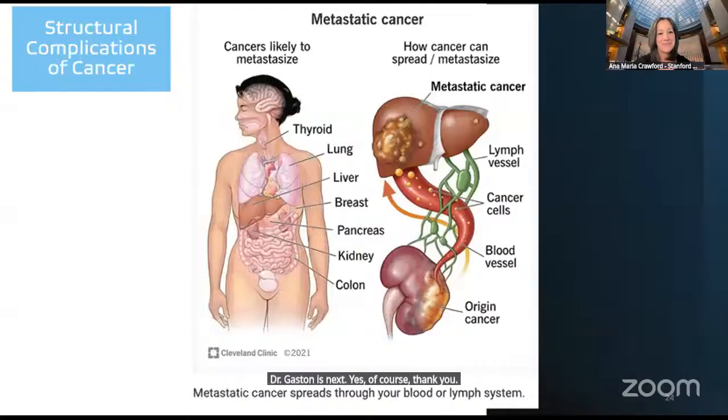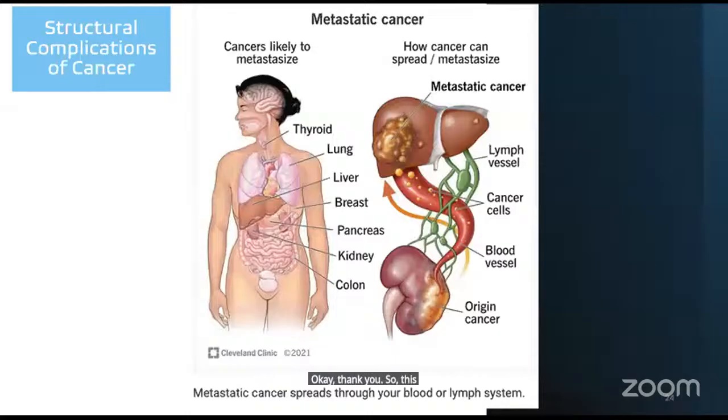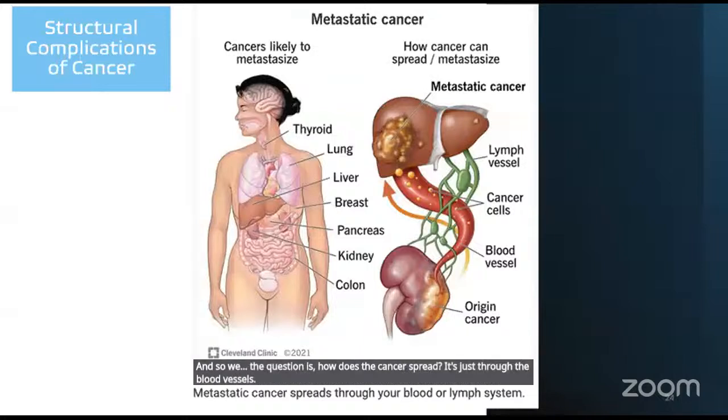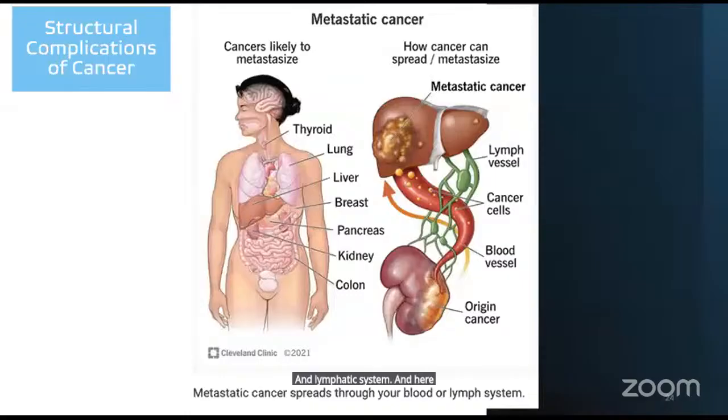Okay, thank you. So this is a schematic way to describe that. The question is, how does the cancer spread? It spreads through the blood vessels and lymphatic system. Here in the picture, you can see the liver and kidney, the blood and brain, like everywhere. This is so-called organ tropism, or organotropism.